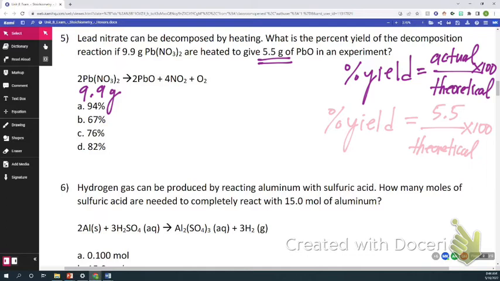So how do you calculate theoretical? They gave you 9.9 grams, right? You have to change it to moles. Then ride the mole ratio train to PbO. And then go back to grams. Right? It's all about that. Grams to moles, ride the mole ratio train, go back to grams.